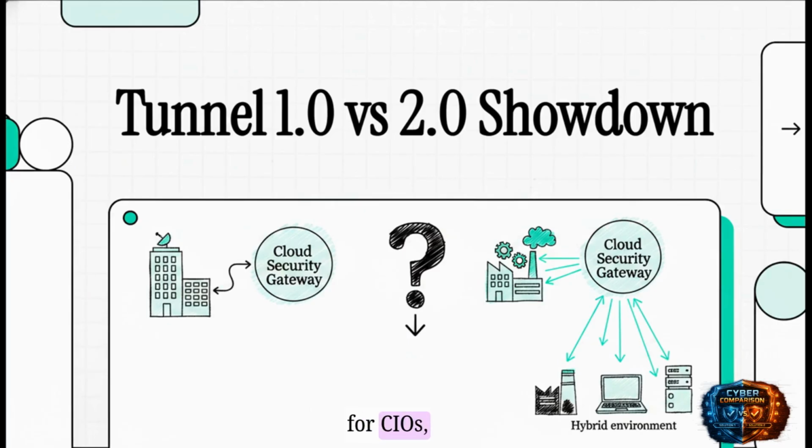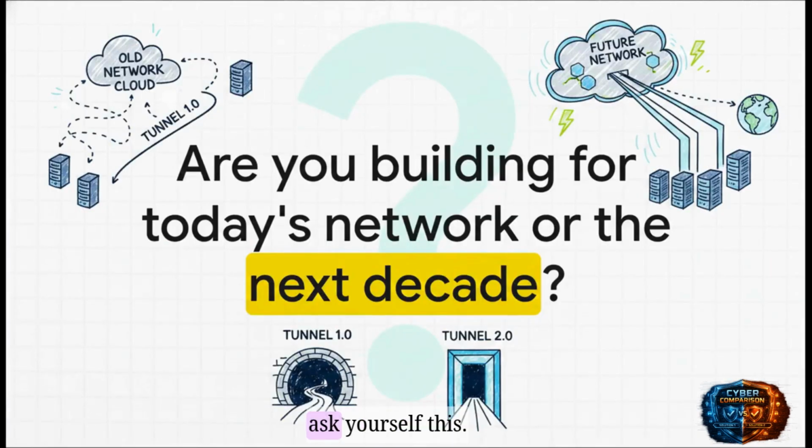Look, for CIOs, network architects, and security teams, just understanding what Zscaler does is only the beginning. Choosing the exact right tunnel architecture to connect your branch offices, data centers, and hybrid environments, well, that is where the rubber really meets the road. So ask yourself this: are you building for today's network or the next decade? It's a serious question to chew on, because when it comes to connecting your infrastructure, the choice between these two tunnels literally dictates the future-proofing of your entire digital transformation.